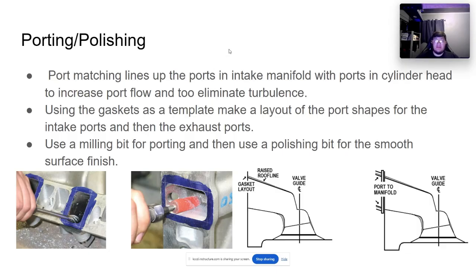Port matching lines up the ports in the intake manifold with the ports in the cylinder head to increase port flow to eliminate turbulence. Using gaskets as templates to make a layout of the port shapes for the intake ports and then the exhaust ports. Use a milling bit for the porting, then use a polishing bit to smooth out the surface finish.